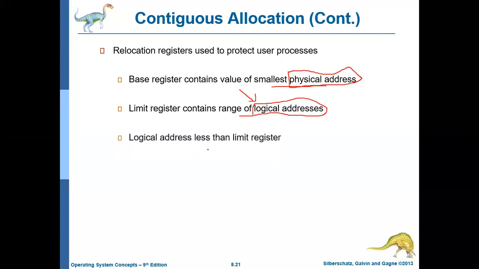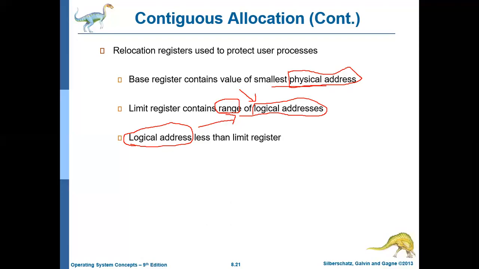Now, when the CPU tries to access any memory location, the CPU will not give the physical address. It will give the logical address. The CPU tries to access the memory by using the logical address. Then the memory hardware will check whether the logical address given by the CPU is less than the range of logical addresses.